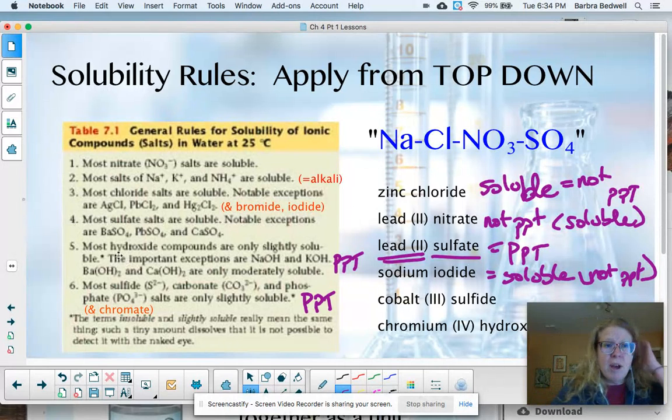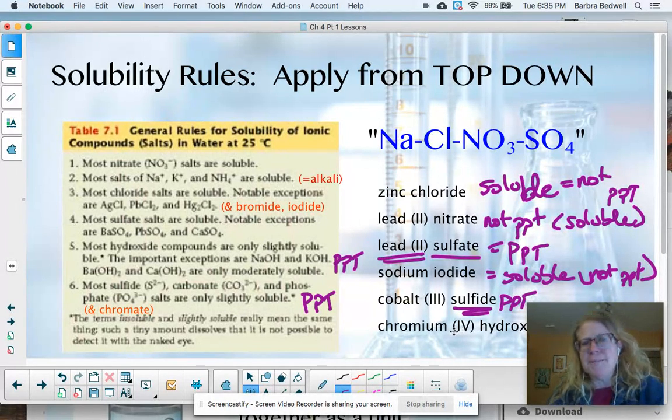Okay, number 5. Most hydroxide compounds are only slightly soluble with some exceptions. Well, this is not a hydroxide. So next, rule number 6. Most sulfide, carbonate, phosphate and chromate salts are only slightly soluble. This is a sulfide, so sulfide salts are only slightly soluble, so only a very small number of them are going to separate. That means this one here is going to be a PPT, again by rule number 6.